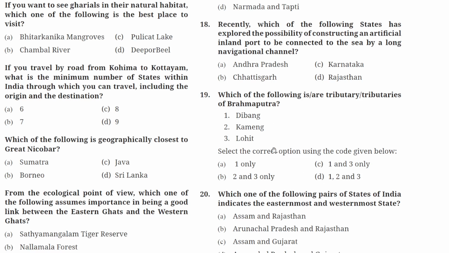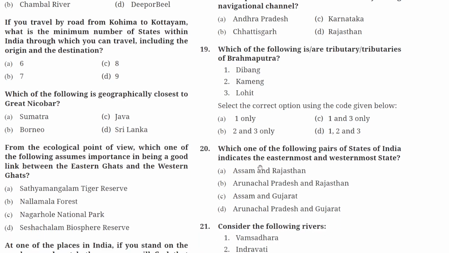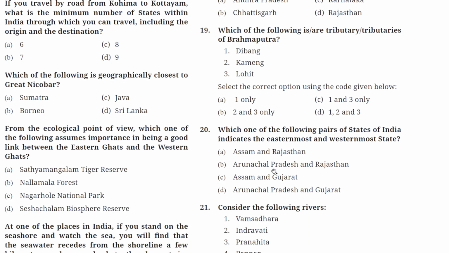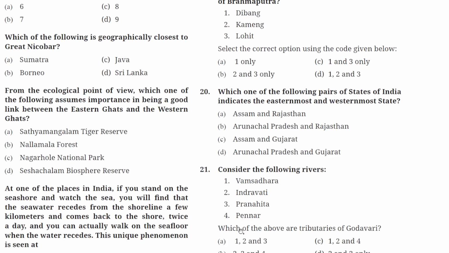One, two, and three. Question number 20. Which of the following pairs of states of India indicates the easternmost and the westernmost state? This is almost a very easy question. Arunachal Pradesh being the easternmost and Gujarat being the westernmost.